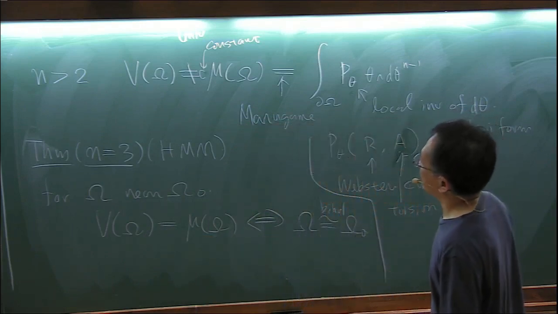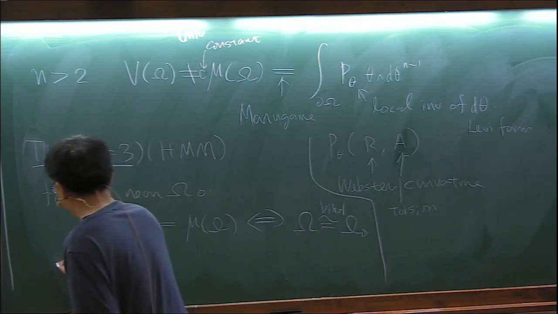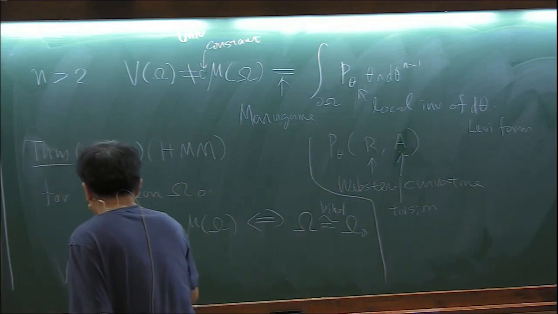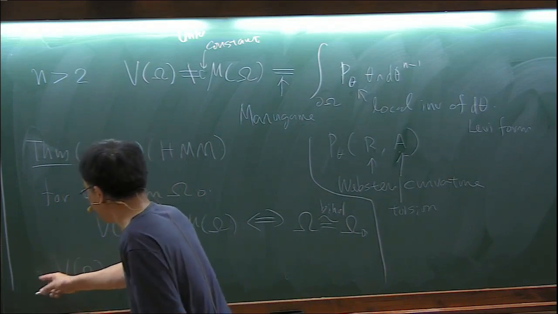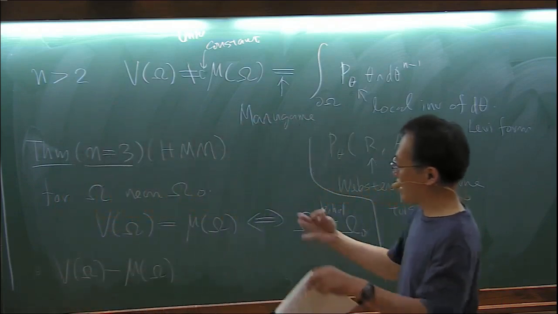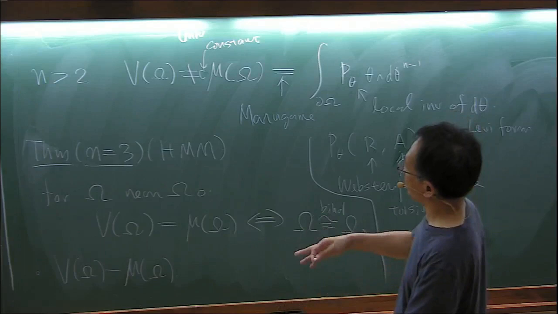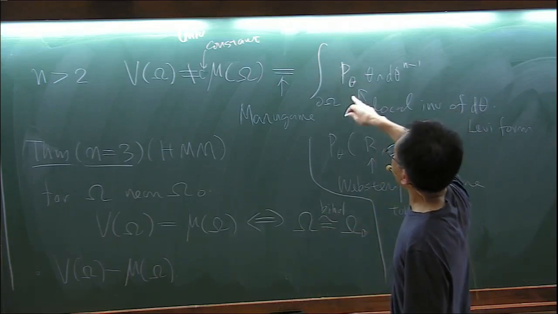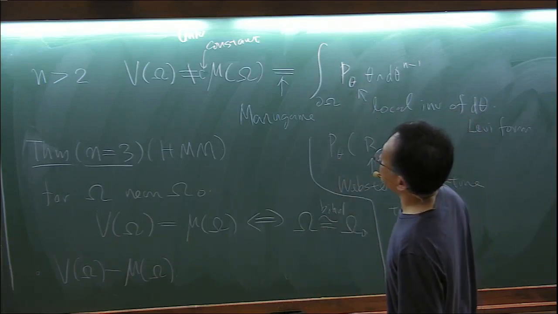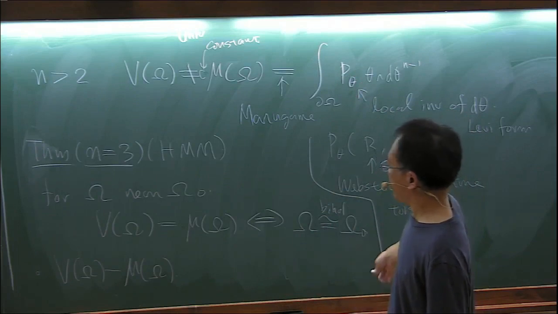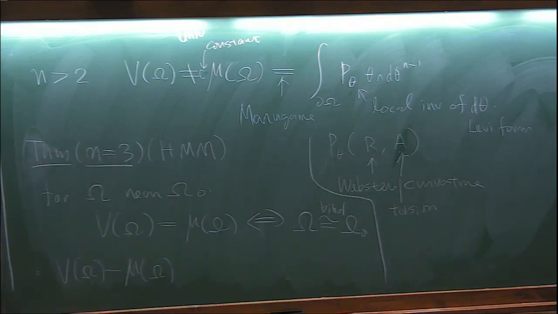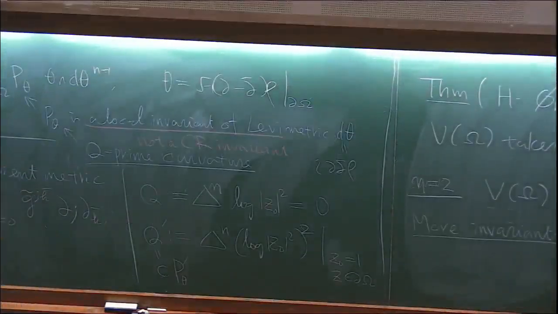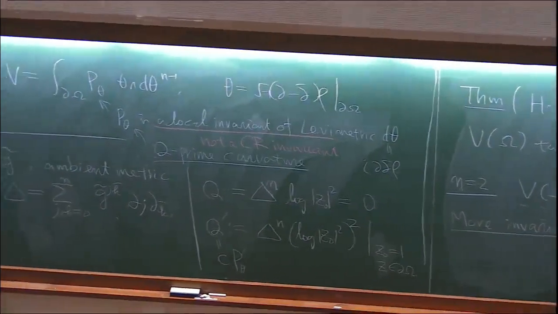So you can define a new invariant by the difference, which is another invariant that vanishes for the ball, but also it can be written as an integral of some local object which is not CR invariant. So the natural question is... so here I start with a volume form.